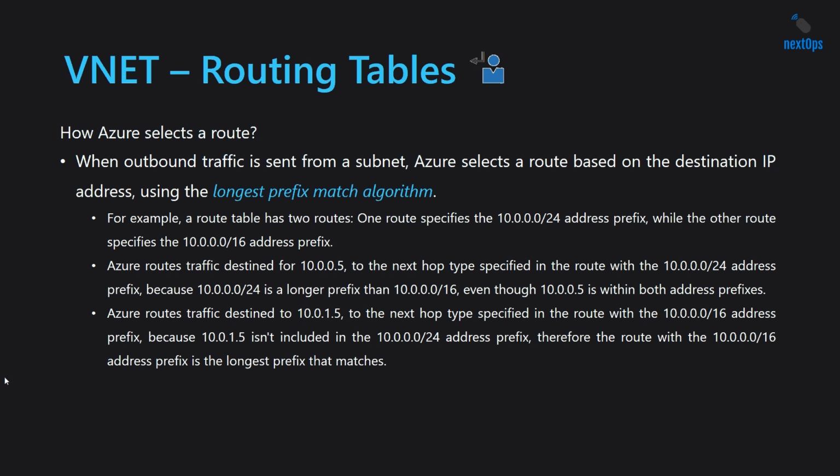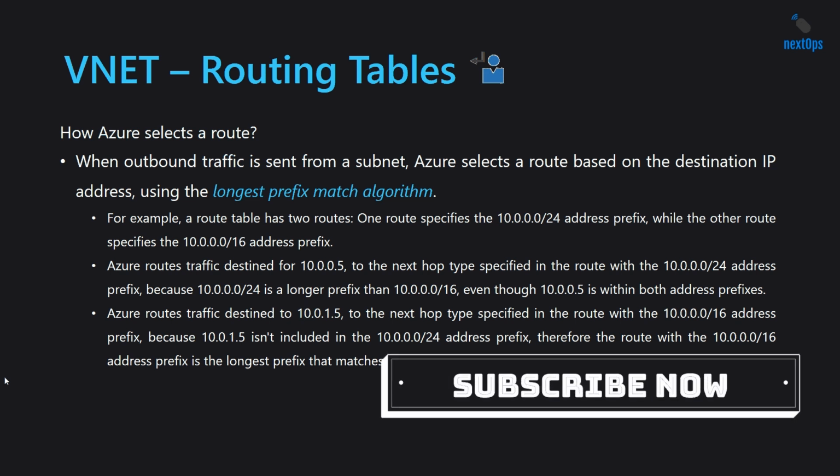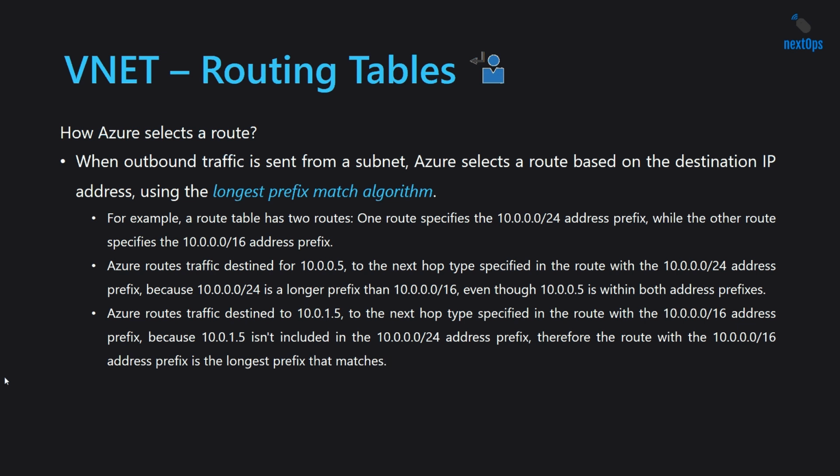Let's assume that we have a routing table which has two routes. One route specifies 10.0.0.0/24 as the address prefix, and the other route specifies /16 as the address prefix. And we have a machine with an IP address 10.0.0.5 on the other side as the destination. From our source, if I want to connect to this machine, Azure has to select the best route out of the two routes that we have specified.